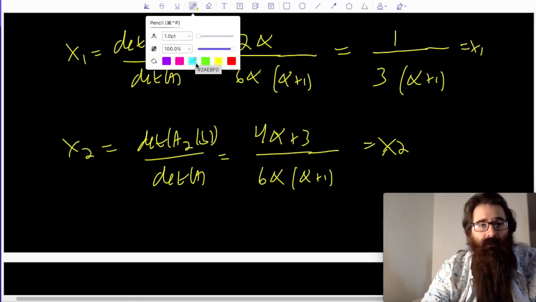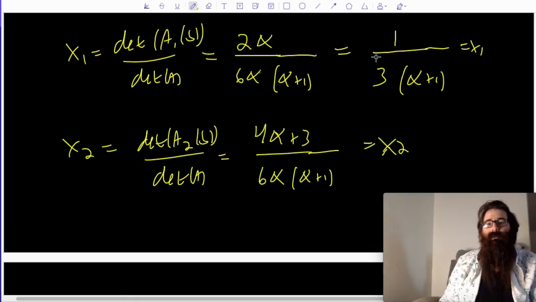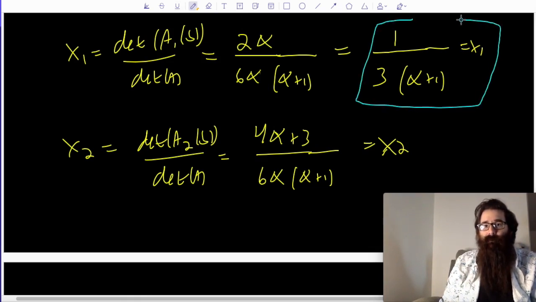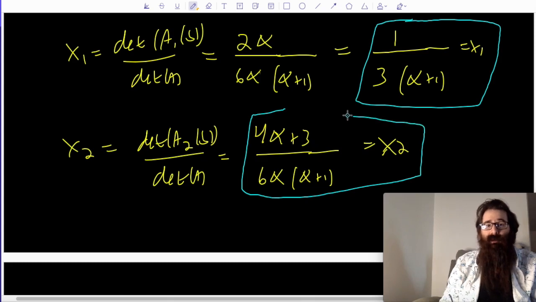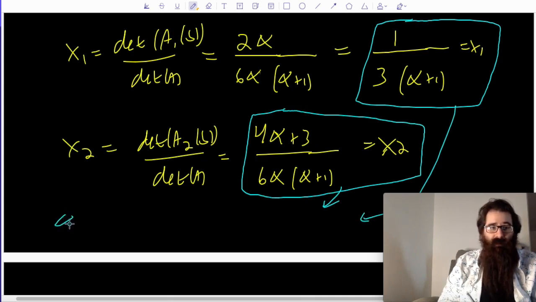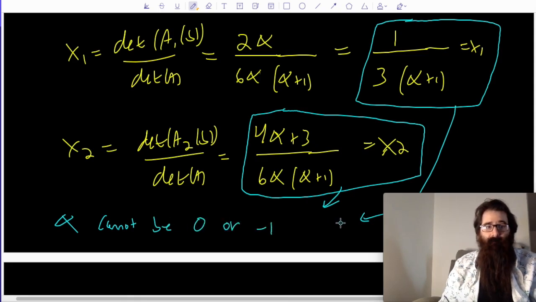We get a different color here. You like the baby blue? X sub 1 is going to be 1 over 3 times quantity alpha plus 1. And x sub 2 is going to be 4 alpha plus 3 divided by 6 alpha times quantity alpha plus 1. But this is, along with the following, alpha cannot be 0 or negative 1. As long as that's the case, this is good, and this is how my solution looks.